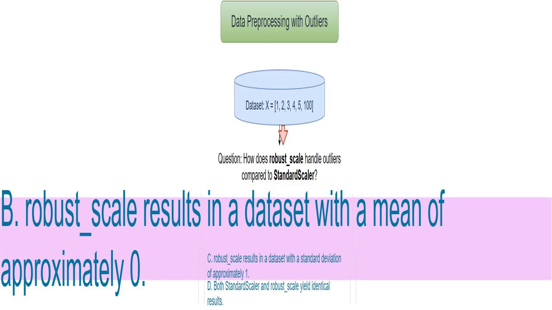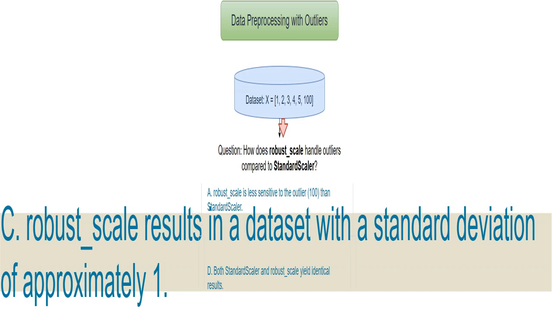Option B claims the mean of the dataset after using RobustScaler will be close to 0. While RobustScaler centers the data around the median, the scaling process might slightly shift this. It might be close to 0, but not exactly 0. Option C suggests that the standard deviation will be approximately 1 after applying RobustScaler. This is plausible because RobustScaler scales the data using the IQR. However, it's not guaranteed to be precisely 1 due to the scaling process.